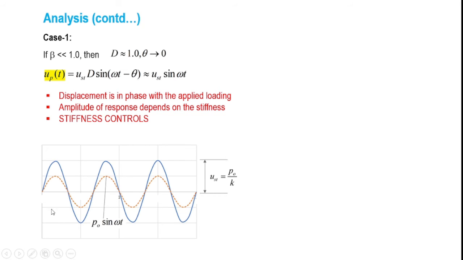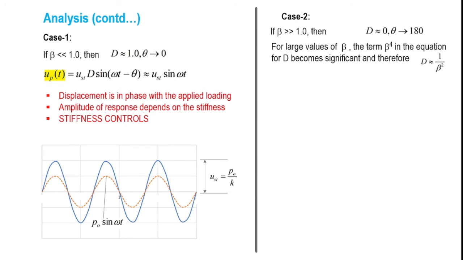As you can see, on the same plot, in order to have a better interpretation, I have plotted both the applied load, marked using a red line, P0 into sine omega t, and the response, indicated by a blue line. Both the applied load as well as the response are in phase, and in the case of a slowly applied load, the amplitude of the vibration is essentially UST, that is P0 by K.